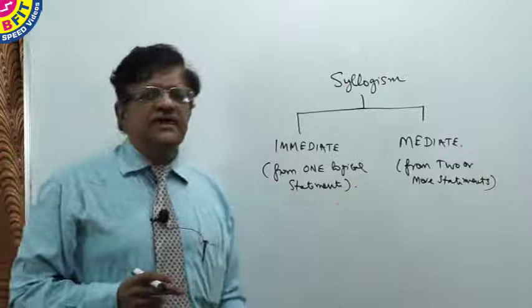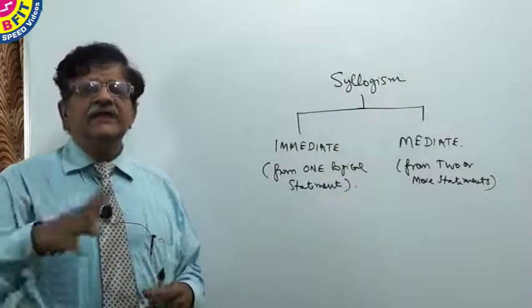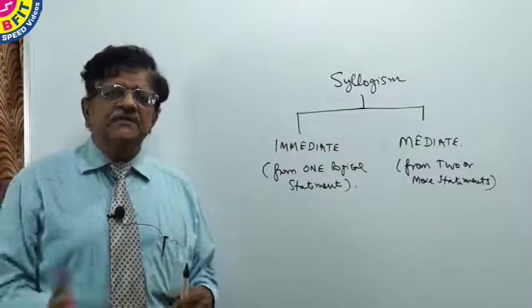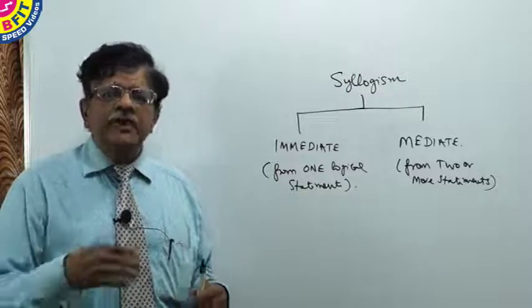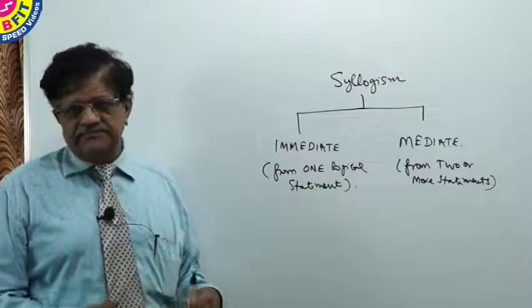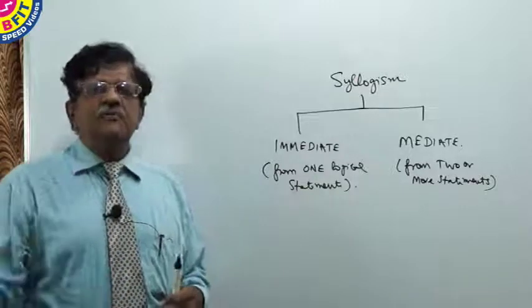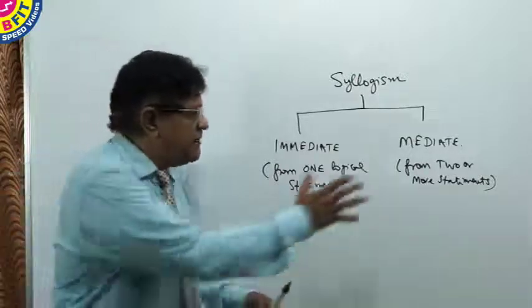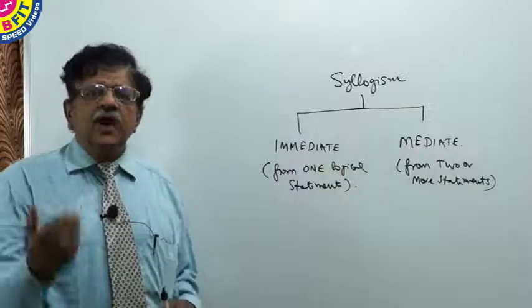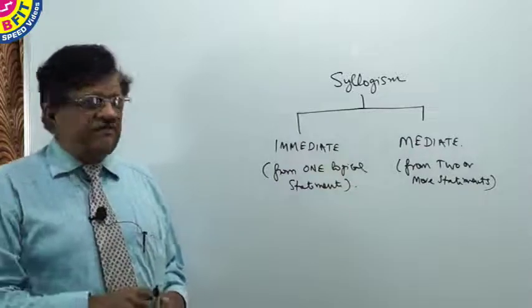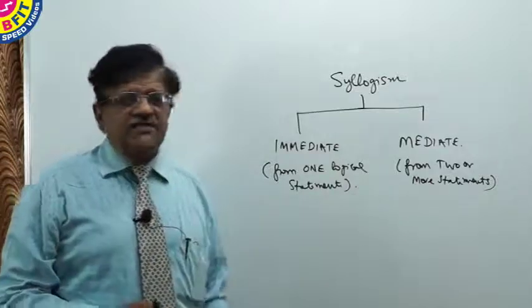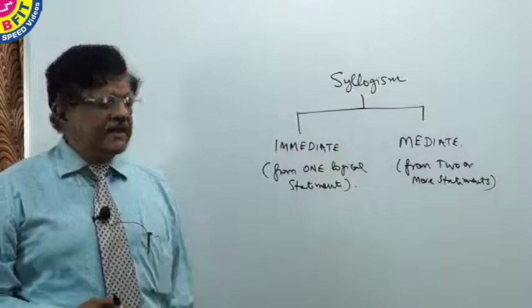And mediate means, you must have heard of the word mediator. Who is a mediator? A mediator is one person who mediates between two people. A broker, for example, is a mediator. Therefore, mediator requires two persons, one buyer and one seller. Similarly, mediate means you need two or more logical statements. When you draw conclusions based on two or more logical statements, that is called a mediate inference.